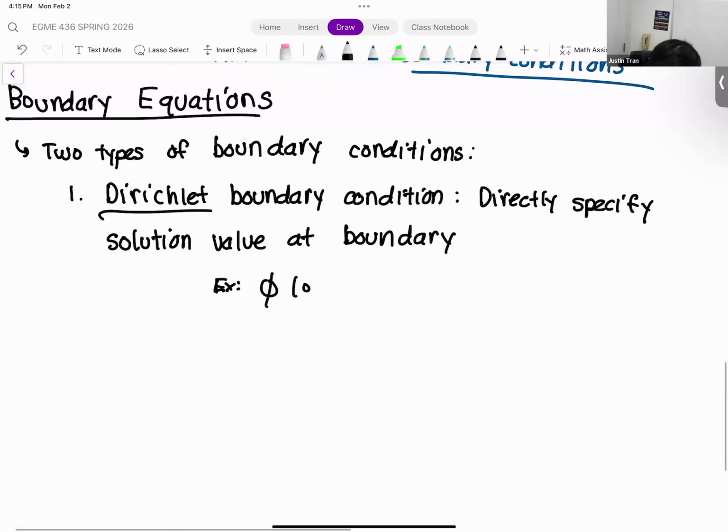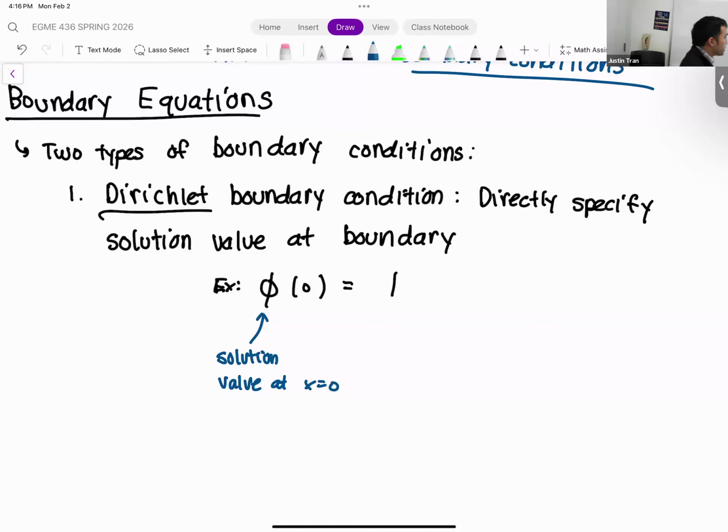There's an example. Right. So the boundary condition at x equal to 0 in our example was a Dirichlet boundary condition. The way you know this is a Dirichlet boundary condition is that if you look at what's on the left-hand side, you see that we have phi here. What this boundary condition is saying is that the solution value at x equal to 0, we're going to directly specify what that is.